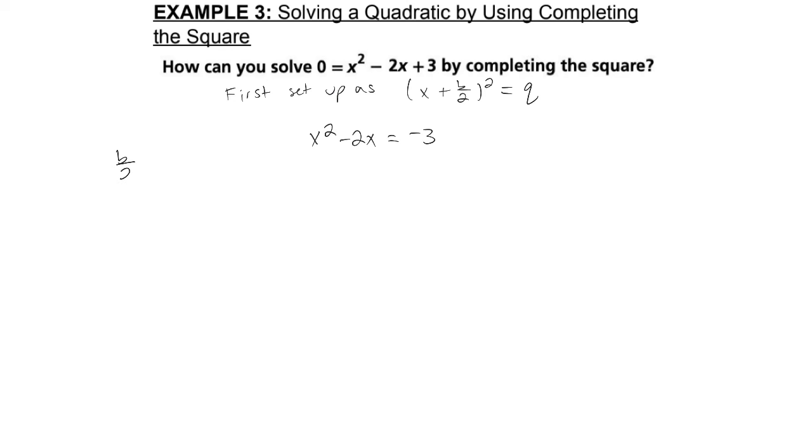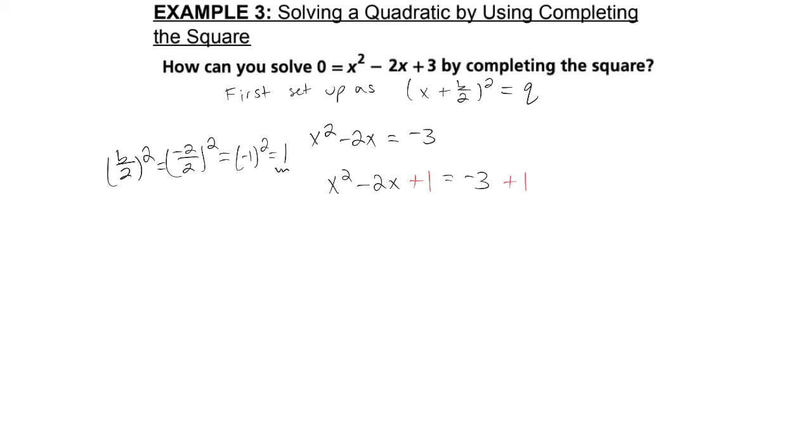Our b over 2 squared, I'm going to do on the side: -2 over 2 squared equals -1 squared, which equals 1. So I'm going to add that 1 to both sides. So x squared minus 2x plus 1 equals -3 plus 1.